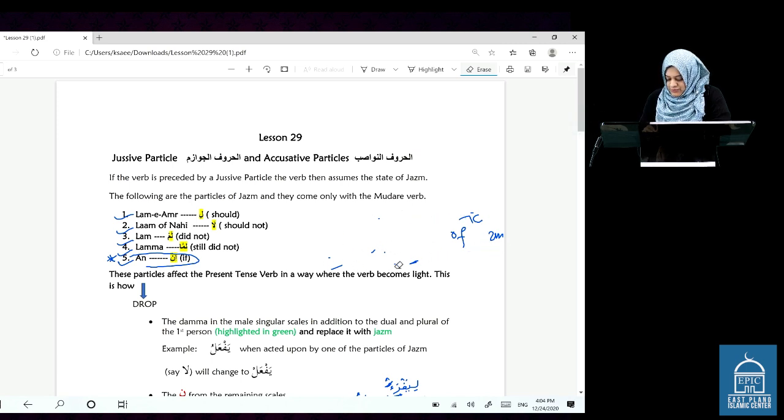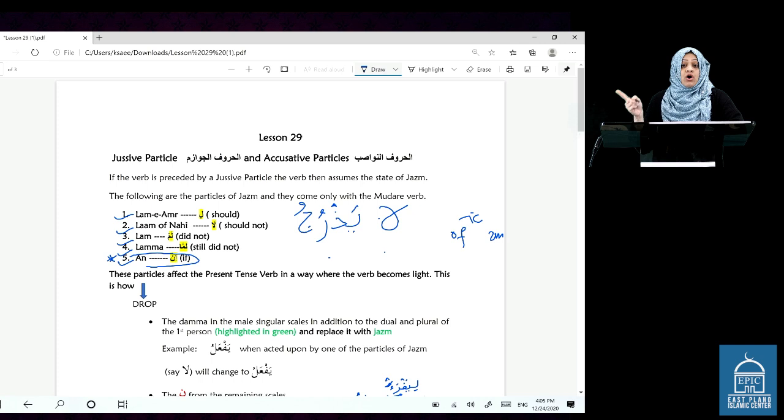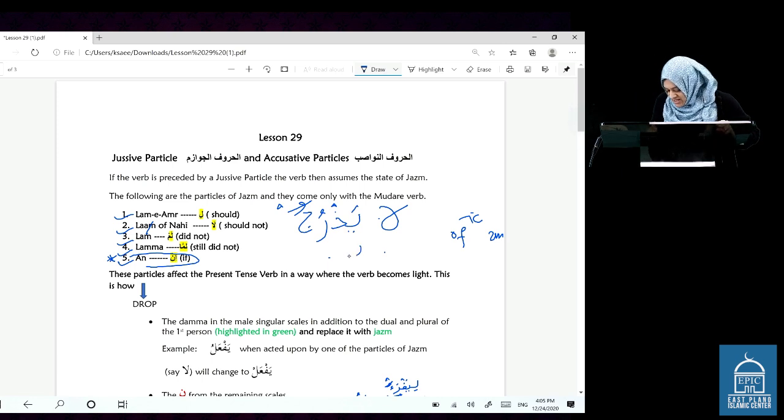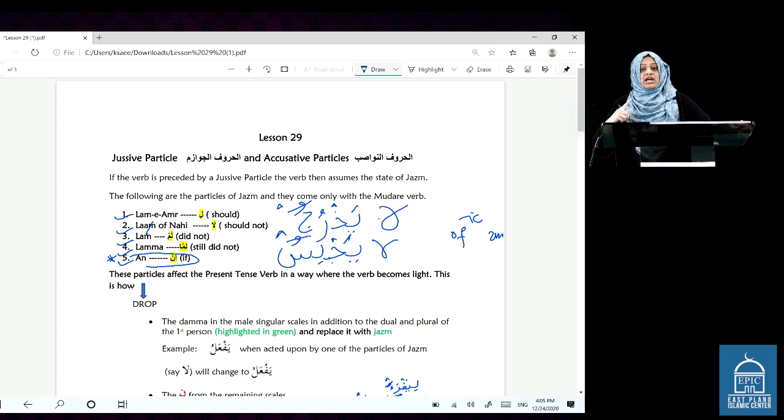So for example, if there is la, if I say kharaja yakhruju, I'm going to write yakhruju, and if I bring la over here, this is the la of nahi. It's not lam, it's la of nahi. La yakhruj. He should not exit. Or say yajlisu, if I bring the la, it will become la yajlis. He should not sit. So it's basically the command given in the negative.